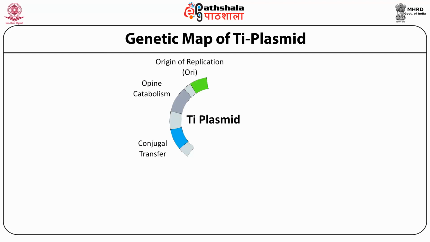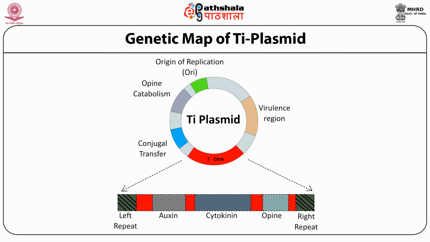As I explained in the previous slide, the Ti plasmid contains an origin of replication which allows the duplication of this plasmid. They are almost 200 kb in size, very large. It also contains a virulence region, shown on the right-hand side, and genes that can catabolize opine, a molecule secreted by plants upon infection. It also contains genes involved in conjugal transfer of this plasmid into the plant, and also contains tDNA.